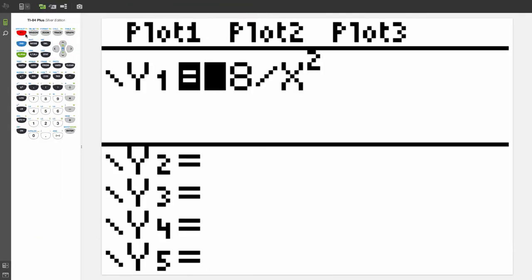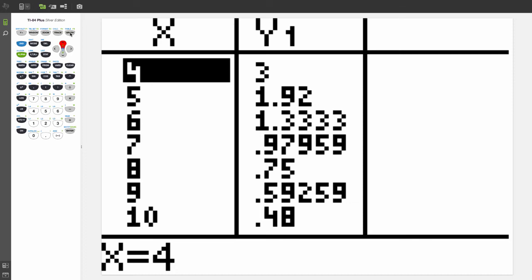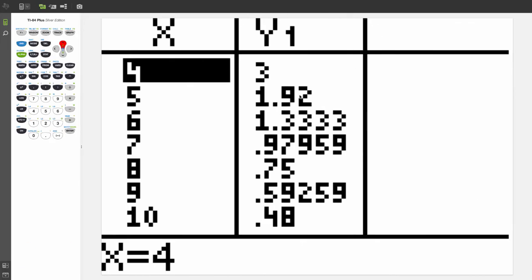Let's go back to y equals. We'll change that to a 48. Second graph. Smallest number we have, 4 and 3. So this will be 4 radical 3 minus 32. Let's see what we have there.